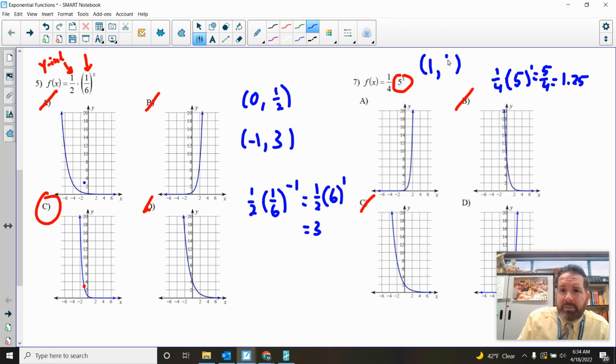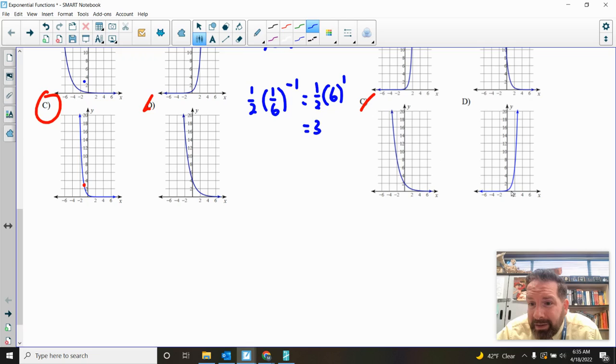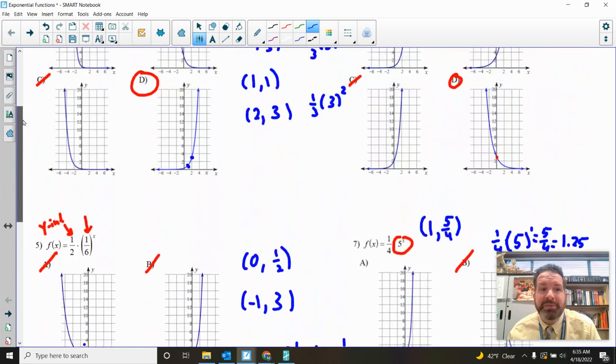Okay, so I'm going to put here 1, 5/4, and let's see. So 1, 5/4 would be... I don't know. It's hard to estimate, right? This one maybe looks like it goes through 1, 2. That would be a little bit high. This one here maybe looks to go through about 1, 1.25. It's still hard to tell. So I think because the grid lines here are counting by 2s, let's do another one.